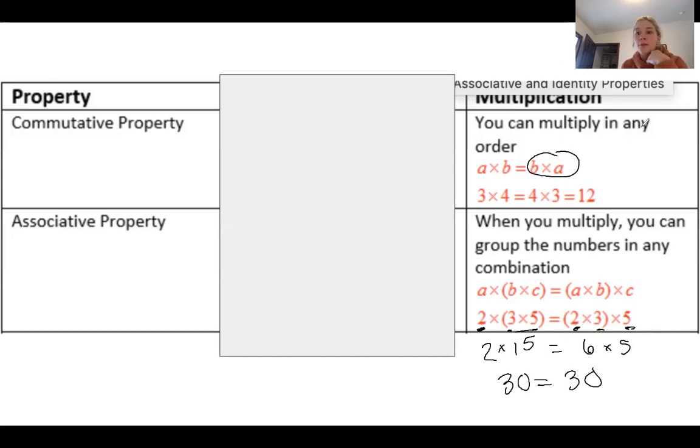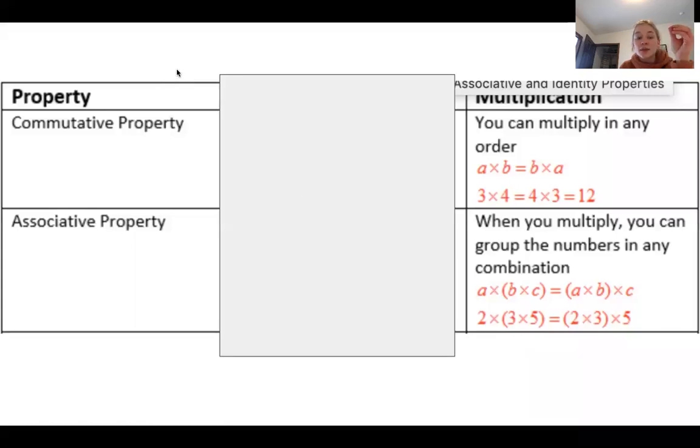So the commutative property doesn't have any groups or parentheses in it. They're both saying you can multiply in any order to get your answer, which is pretty cool. This has to do with multiplication number sentences. We're not talking about adding, subtracting, and division in there as well, just strictly multiplication.